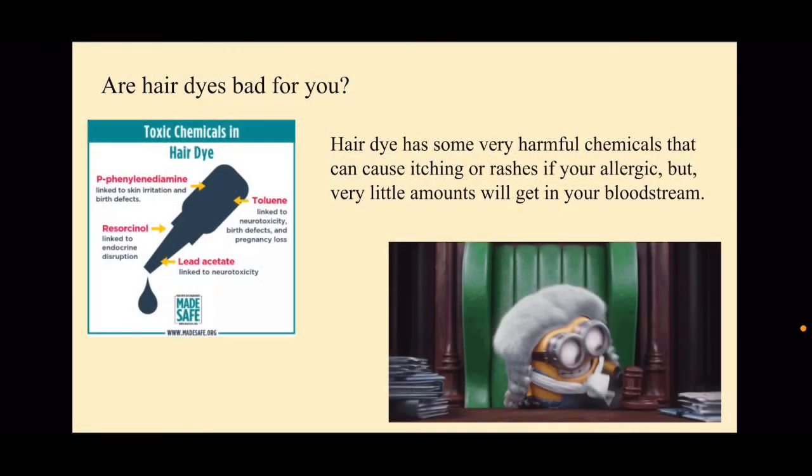Are hair dyes bad for you? Well, hair dye does have some toxic chemicals. PPD is a toxic chemical because it can link to skin irritation and birth defects. Toluene can be linked to neurotoxicity, birth defects, or even pregnancy loss. Resorcinol is linked to endocrine disruption, and lead acetate is linked to neurotoxicity. Hair dye has some very harmful chemicals that can cause itching or rashes if you're allergic, but very little amounts will end up getting in your bloodstream.